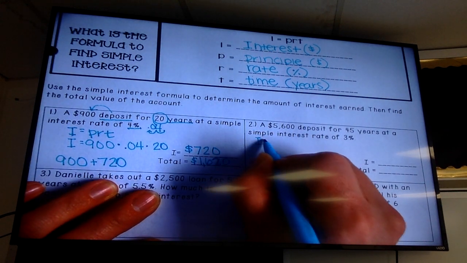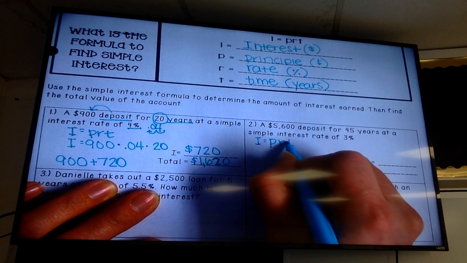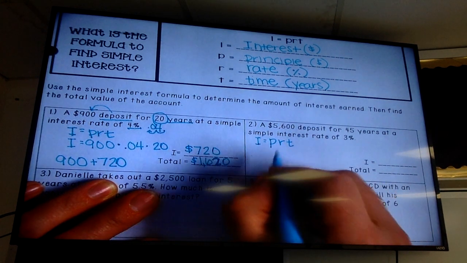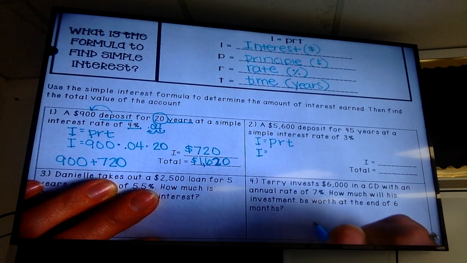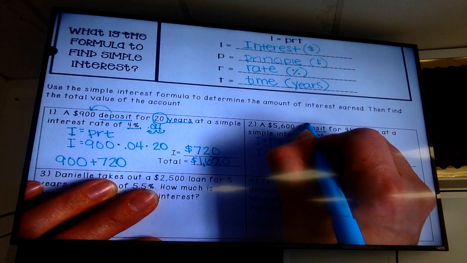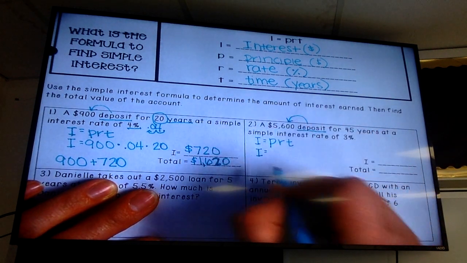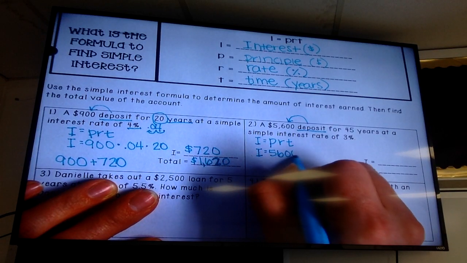So remember, we always start by writing our formula. I equals PRT. And then I'm going to fill in what I know. I'm trying to find the interest, so I'm going to leave that as an I. My principal is the amount deposited or borrowed. In this case, it was a deposit. And I deposited $5,600.